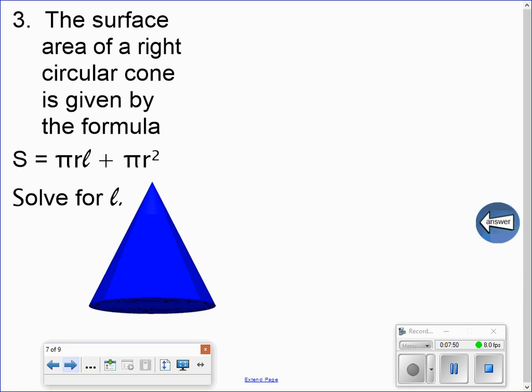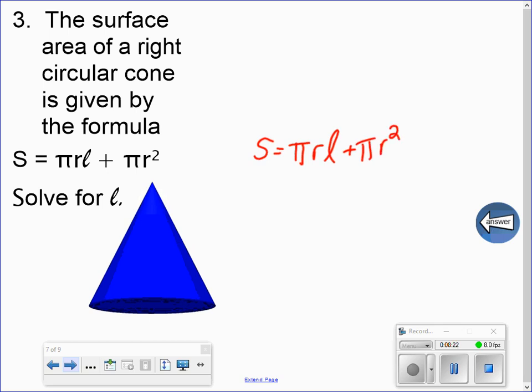Looking at 3, we have a formula. We have the formula for a right circular cone. The formula for this right circular cone is S equals, or surface area equals, pi times radius times the slant height plus pi r squared. We want to solve for the slant height, also known as the lateral height. So we need to solve for this L. So S equals pi r L plus pi r squared.